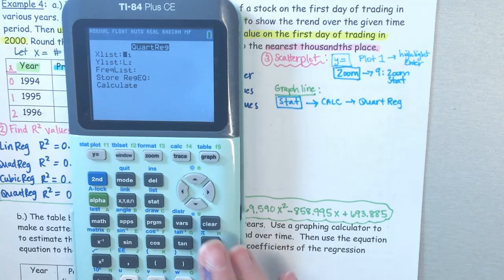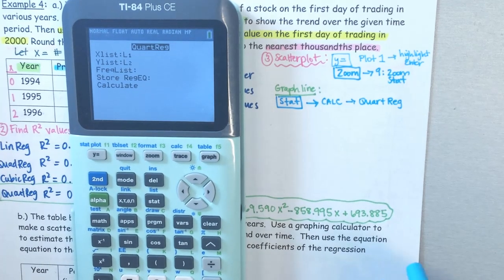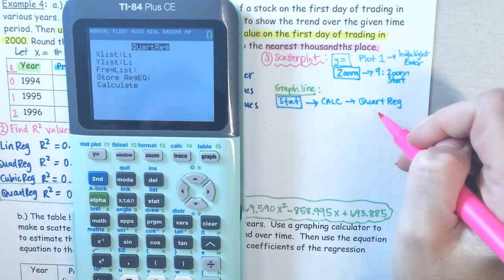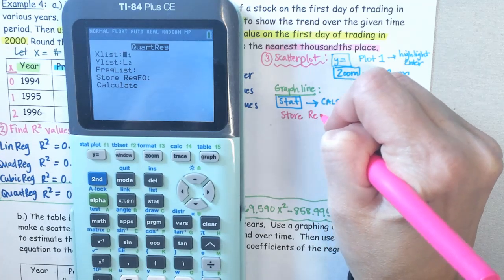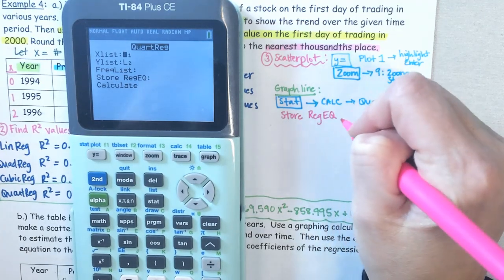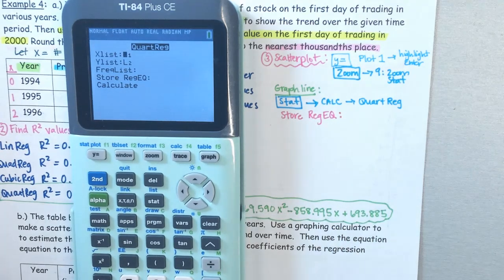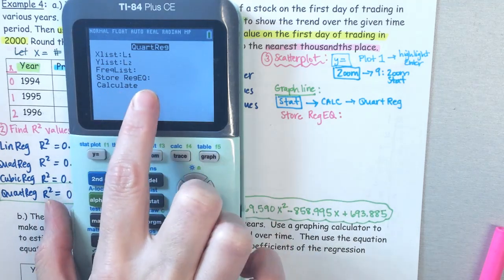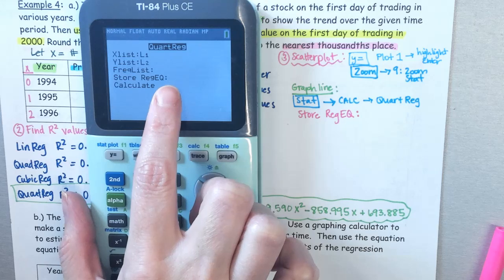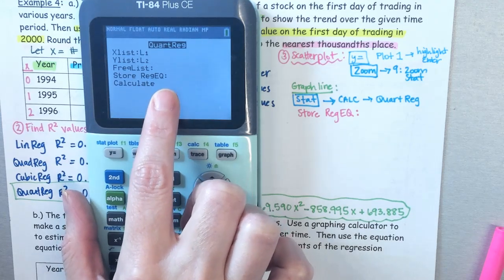Okay, now what we're going to do is we're going to go to store. Once you're in QuartReg, you're going to go to the spot that says Store RegEQ. So this is store your regression equation. So I want you to move your cursor so it's right here. Store RegEQ. Okay? And then just give me a quick thumbs up when you're there, because the next part is going to be a lot of buttons. Guys, your eyes should be following along with me.